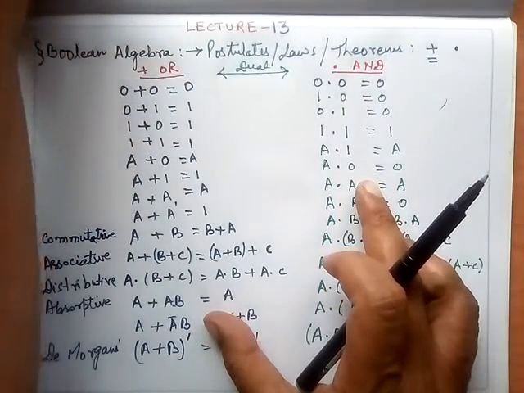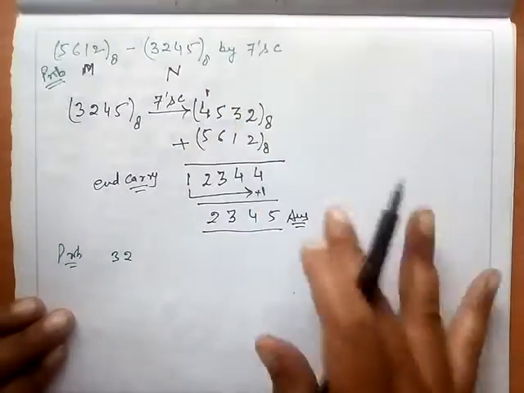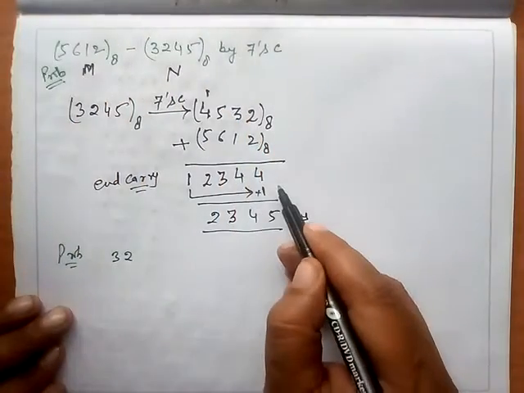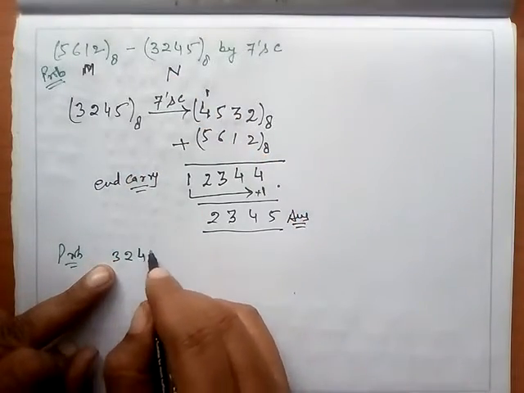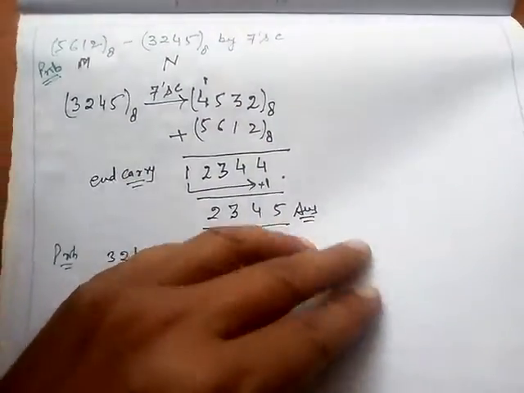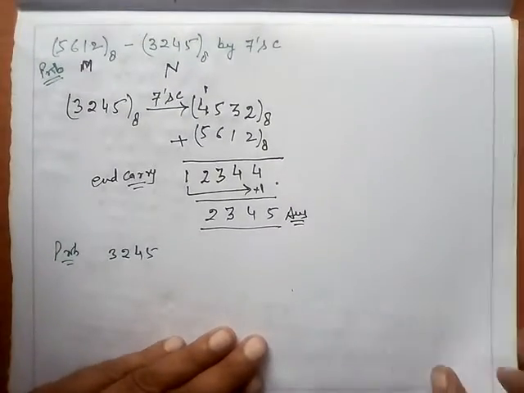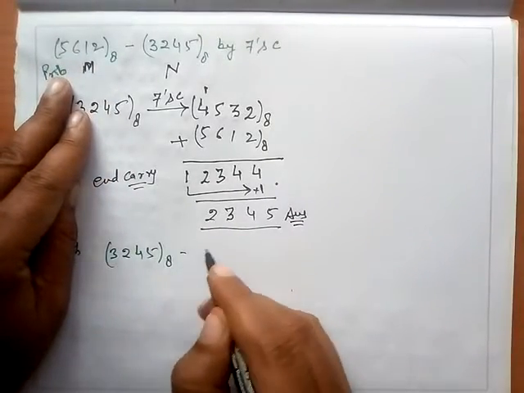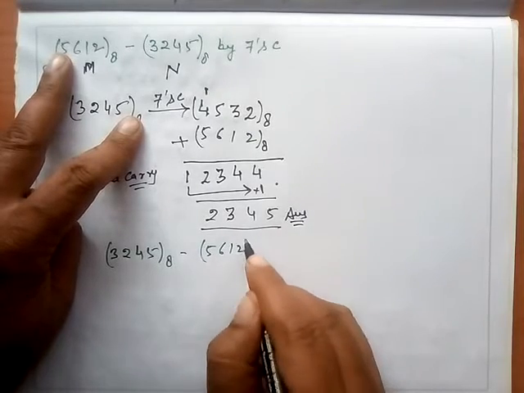Before I wind up this lecture, in the last lecture I was dealing one problem with you and the video stopped all of a sudden. Let's continue with this problem. I said that subtract this and this by 7's complement. This was the result. And now I say subtract this minus this: 3, 2, 4, 5 in base 8 minus 5, 6, 1, 2 in base 8.